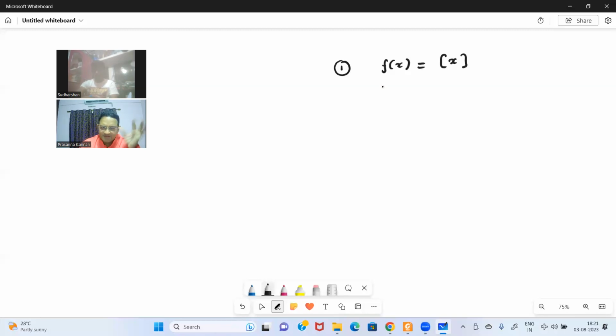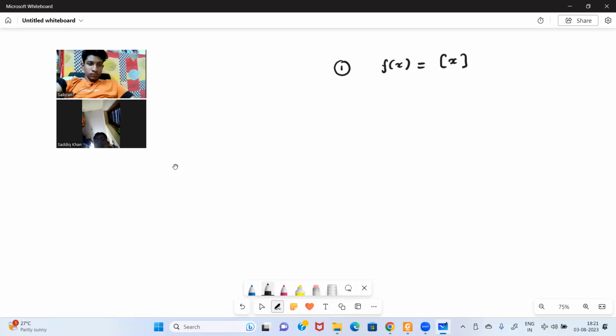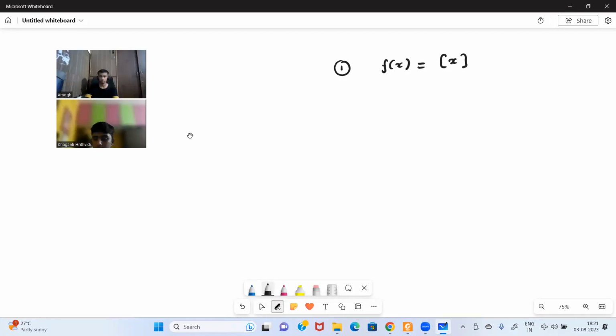Like y equal to x, no need to write anything special. Y is equal to a constant, you don't need to write anything special. Y is equal to mod x also, you don't need to write anything special. Probably you can say it always returns a positive value. But in this case, you have to explain because it is not clear. When I say greatest integer function, it's not clear. Even if I put this box, nobody knows what it means. So you have to explain.